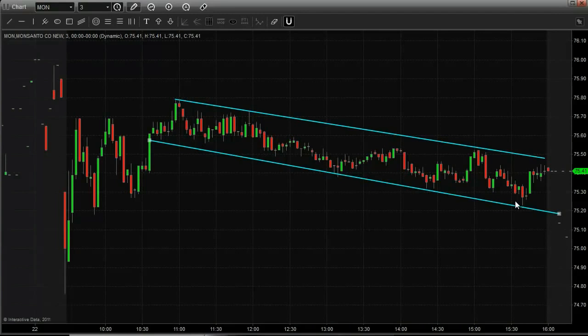So it's an effective tool to use when figuring out where to put your trailing stop as well. If you were short in this trade, you could put your trailing stop above the upper trend line, knowing that as long as it's bouncing off this upper trend line, that trend is continuing. Let's look at one more chart.